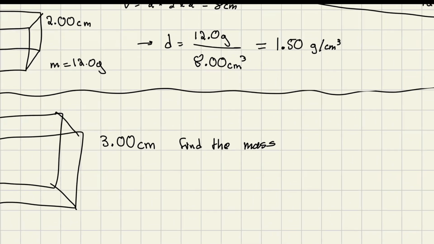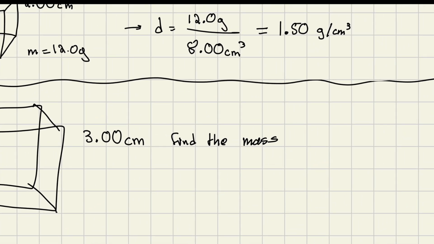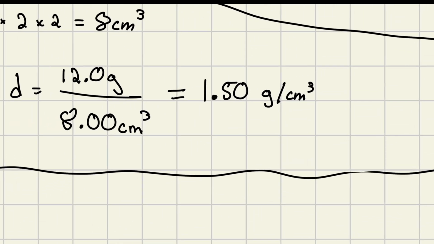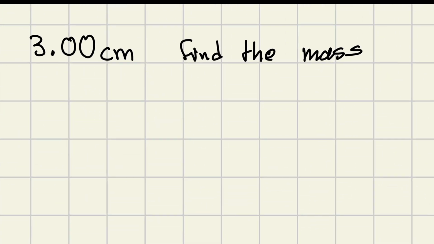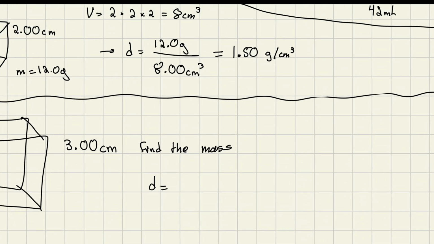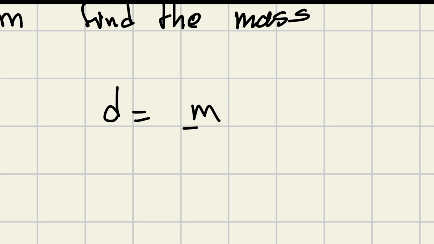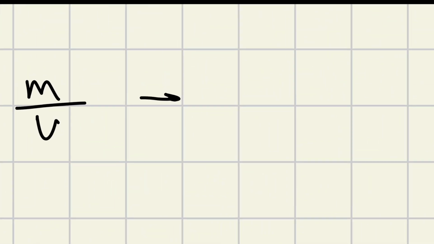And what if they gave us a bigger cube? All they did was just increase the size of the cube. Well, we already figured out the density. They tell us to find the mass. So what do we have? What do we have left here? So it's that over v. We have our density of 1.550.